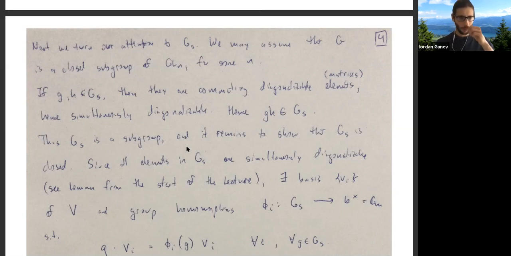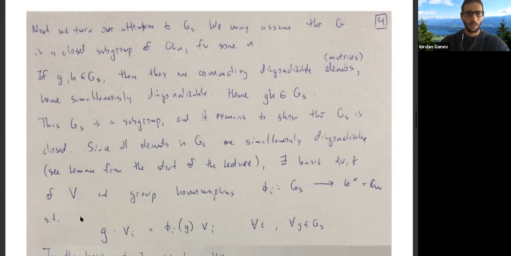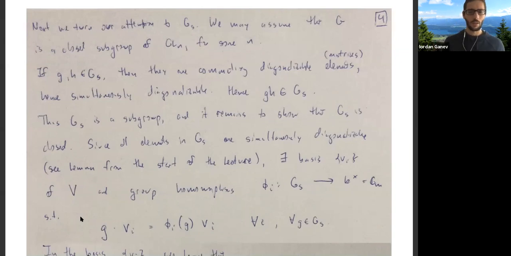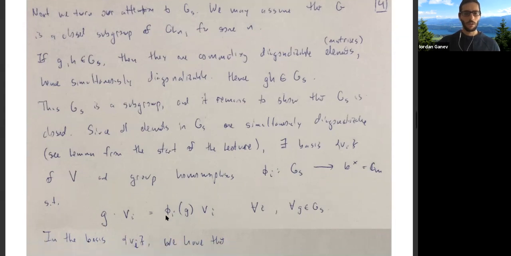Okay, so how do we do this? Since all the elements in G sub S are simultaneously diagonalizable, that's the lemma from the start of the lecture. I only proved one part of the lemma, but the second part is the same kind of argument. Since they're all simultaneously diagonalizable, we can pick a basis for V. V, I guess, is K to the n here. We embed it inside of GLn, and I should have said V is K to the n. We can pick a basis where all these matrices are diagonal. So for every g, there's some scalar that I'm going to call phi sub i of g, such that g acts on v_i by this scalar. So we have a group homomorphism phi sub i from the semisimple locus to the multiplicative group.